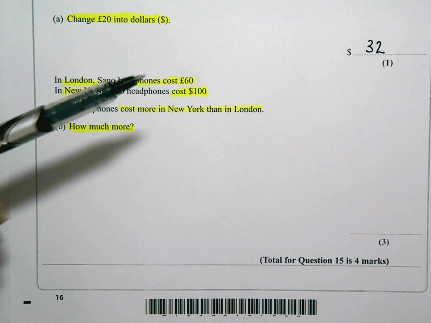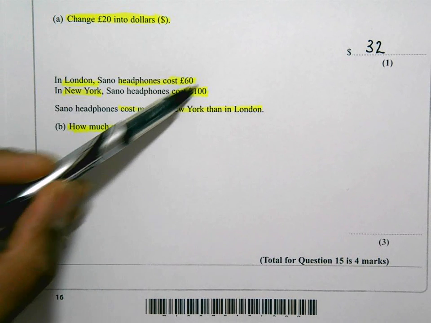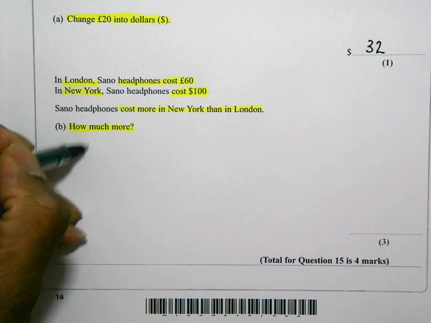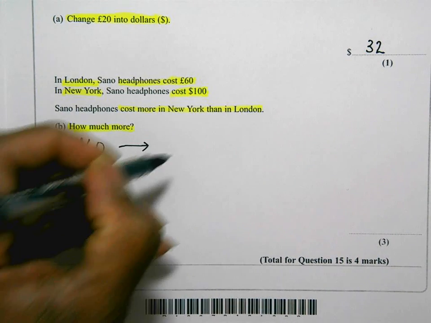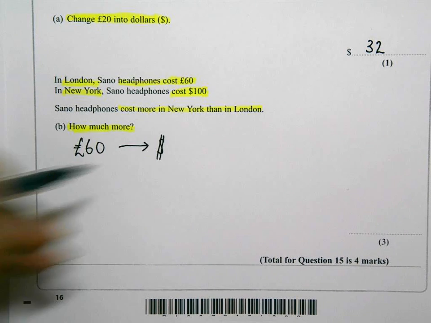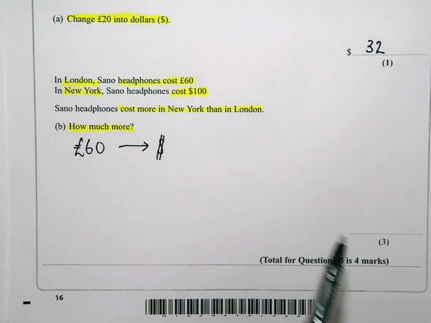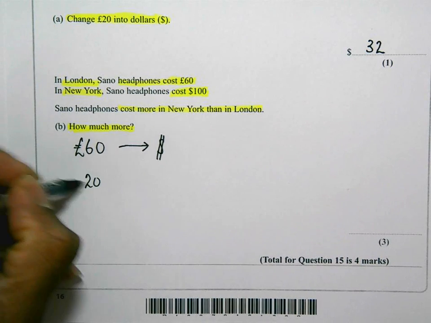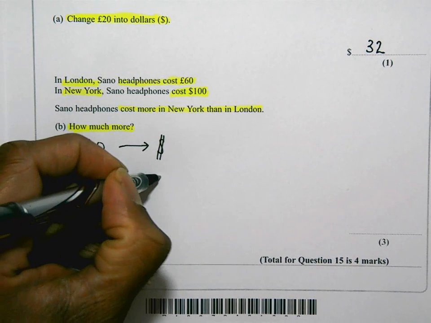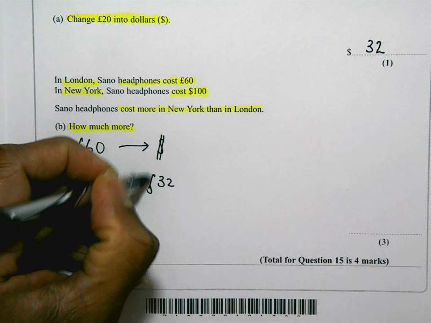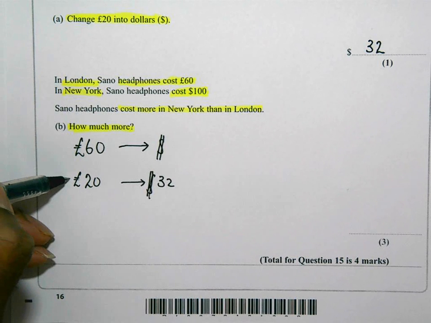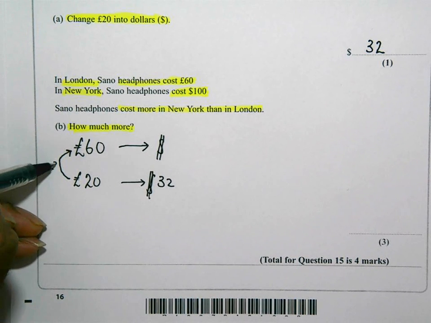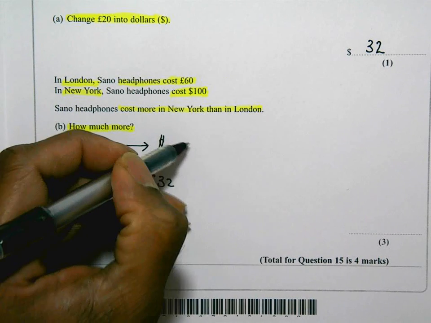I'm going to convert 60 pounds into dollars. Now, to do that, I need to think about this, because how many dollars is that? I know from the previous part of the question that 20 pounds is $32. Okay? Now, if 20 pounds is $32, if I times 20 by 3, I get 60. So 60 pounds is going to be 32 times 3.